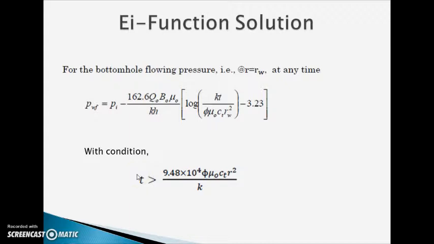I will give you an example. Let's say, estimate the bottom hole flowing pressure after 10 hours of production, and you know your t is 10 hours, and you figure out your t is higher than 9.48 and so on. Your t is higher, and you're allowed to use this formula to calculate the bottom hole flowing pressure. It's simple. You just plug in the numbers after you figure out your t is higher, and you change the rw, and you just calculate and plug it inside your calculator, and you find your bottom hole flowing pressure.